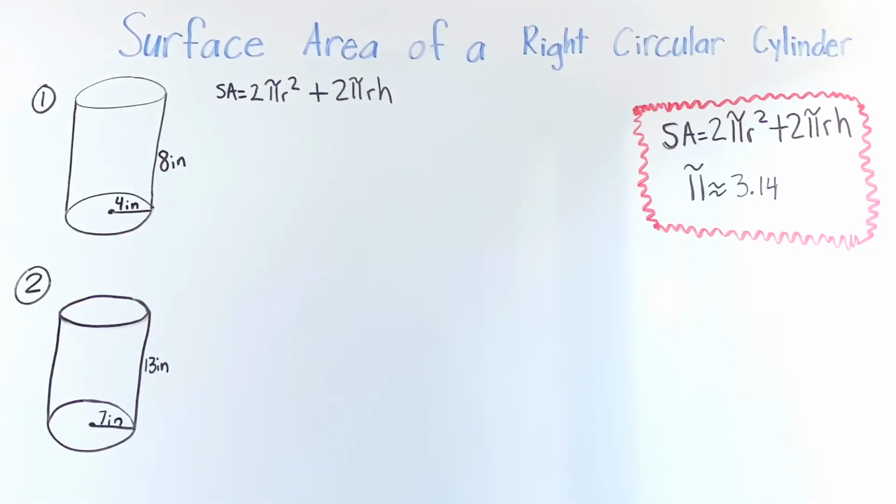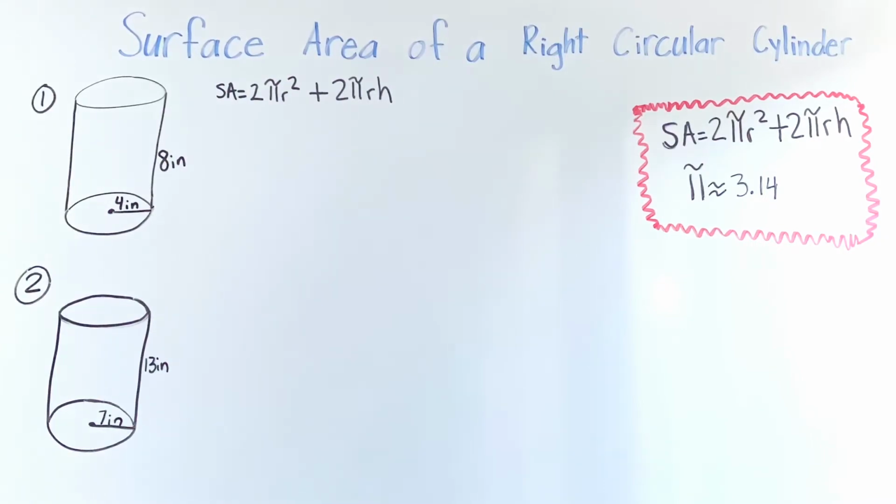And for the 2 pi r, we're getting it from the circumference of a circle, and we're just multiplying it by the height. That's why we have 2 pi r squared plus 2 pi r times height. And all we're doing again is plugging in your numbers where you're supposed to plug them.